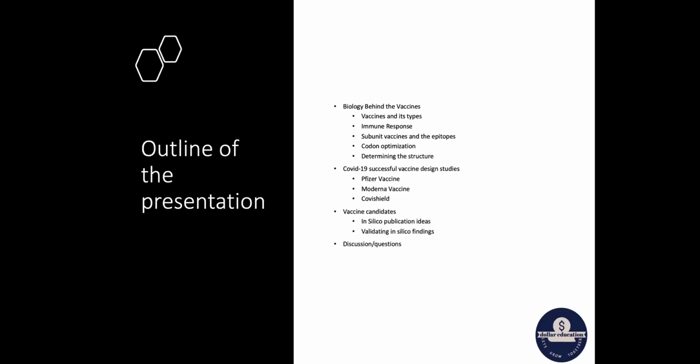Then, once everything is done, we're going to take these ideas into our own projects: how we can initially create our own project, and how we can publish it in a journal with in silico ideas. Then we are going to take it forward. If you have a wet lab collaboration, or have your own wet lab, how you can validate those findings. We are going to talk about those assays as well, and at the end we'll have some discussion and questions. Feel free to ask questions along the way if you feel like it. So let's start with the biology part.